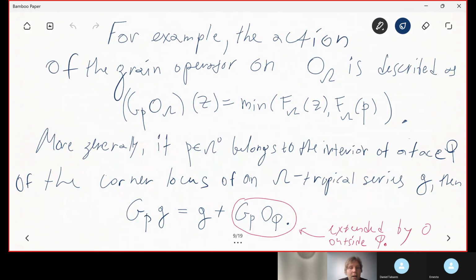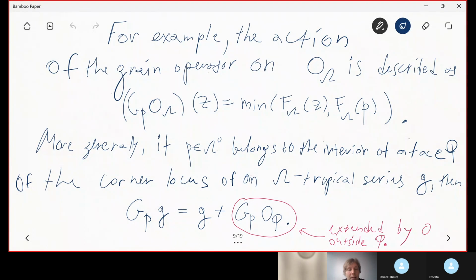Anyway, a little bit more about these GP operators. For example, if you apply it to this zero tropical series, then it will be what we've seen in the previous talk, the minimum of f omega of z and f omega of p. And this was exactly the scaling limit for toppling functions when we drop a single point. So this is the first connection with the scaling limits.